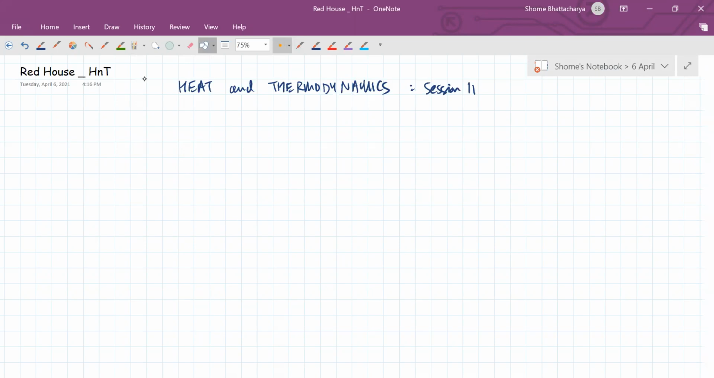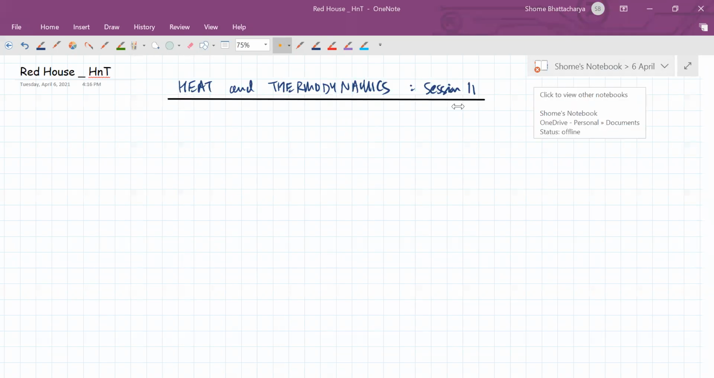So let's begin with a quick recap of the concept of thermal conduction or heat conduction happening in steady state. I'll quickly recap that concept that we were discussing in the previous lecture.